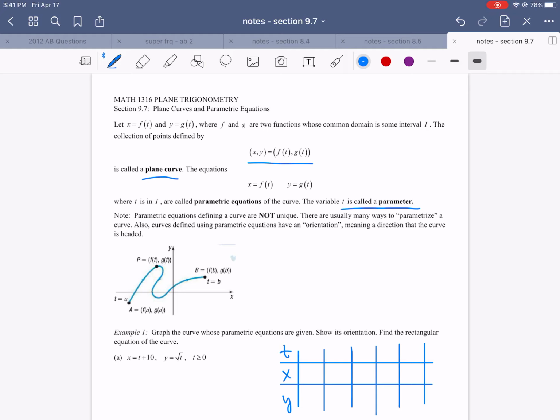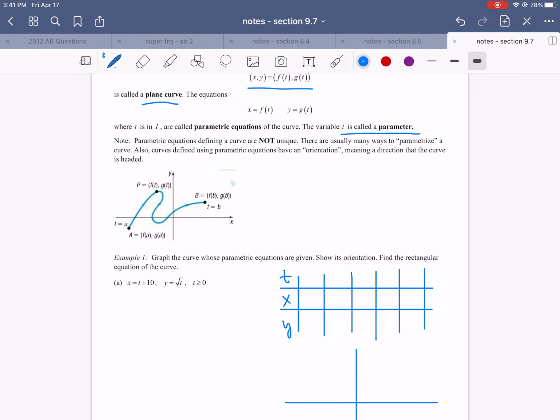Now, this is just a new way of plotting points and graphing. And so I'm going to explain this to you. I don't think it's going to be too difficult. Obviously, you guys are more than welcome to ask questions if you need help. But it's going to be basically introducing this new variable called t, which is a parameter, and t is basically how we're going to plot our points x and y.